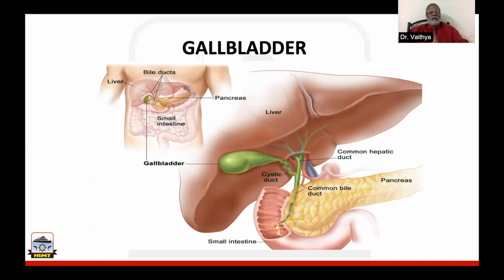So with this, I finished the first part of the body structure and functions. The next, I will come back with the second part.